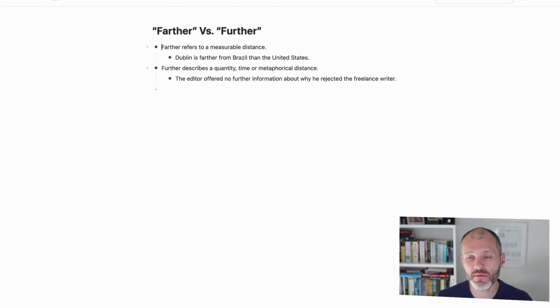The next common grammar mistake refers to using the word farther versus further. Farther, as in F-A-R-T-H-E-R, refers to a measurable distance. So Dublin is farther from Brazil than the United States. And of course, please excuse my Irish accent. Whereas further demonstrates a quantity, time, or metaphorical distance. So the editor offered no further information, so further with a U, about why he rejected the freelance writer.